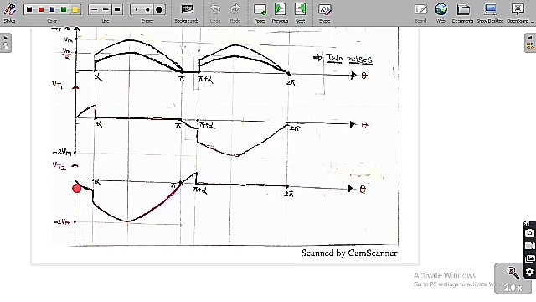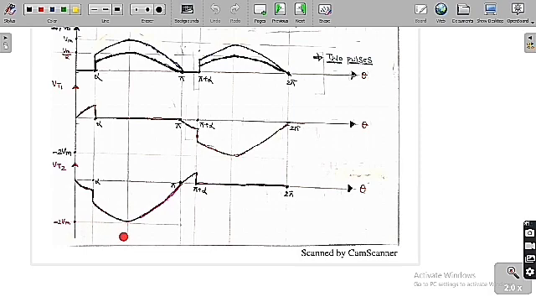After that, from 0 to pi, VBN is negative, so V T2 will always be in the reverse blocking mode. So V T2 is equal to VBN minus V0. At this instant VBN is minus Vm and V0 is plus Vm, so finally you get minus 2 Vm. Therefore the peak inverse voltage across thyristor T2 at this instant is minus 2 Vm.